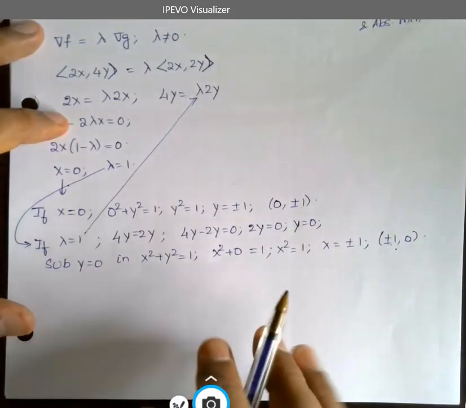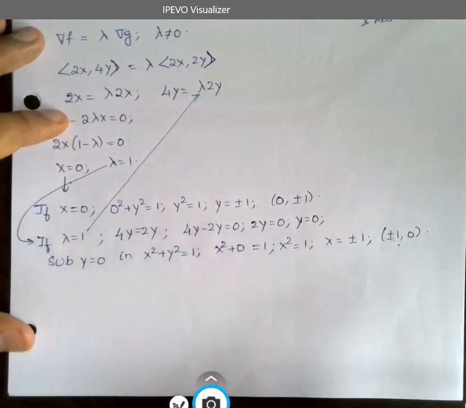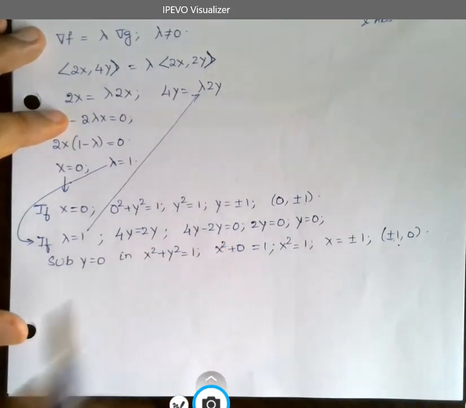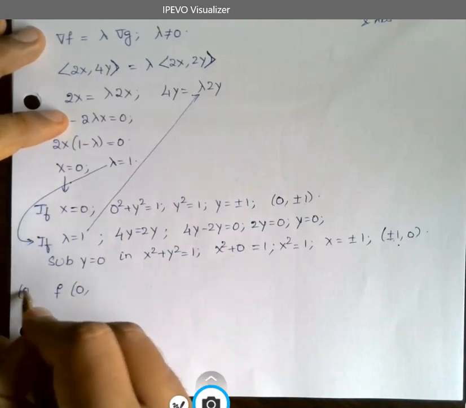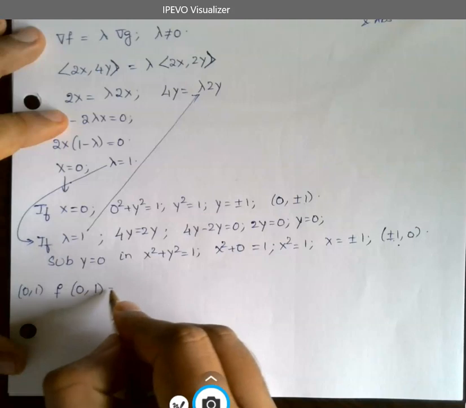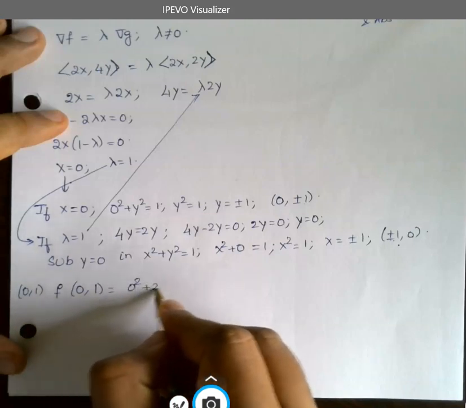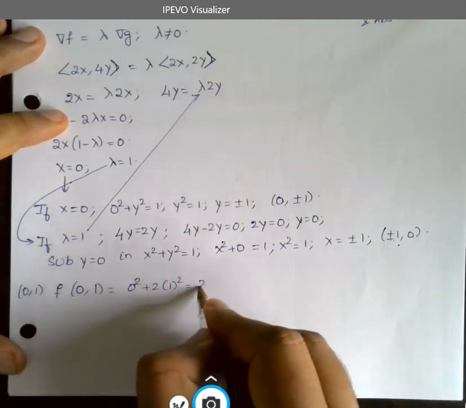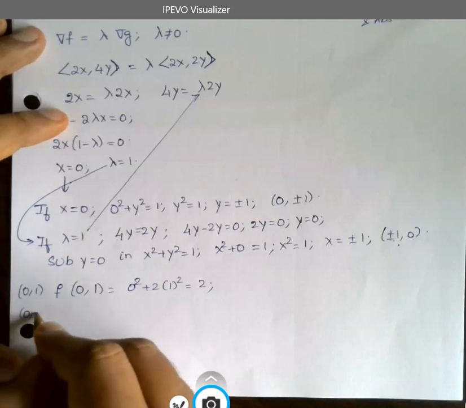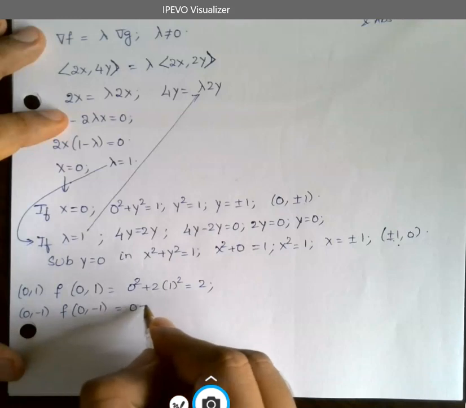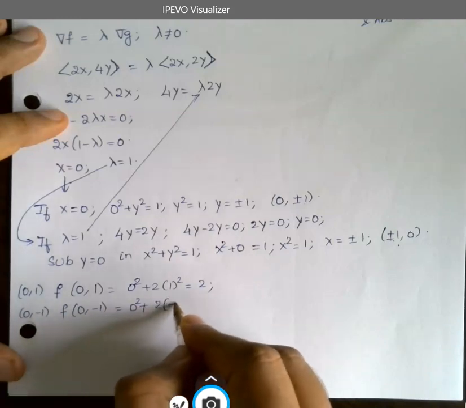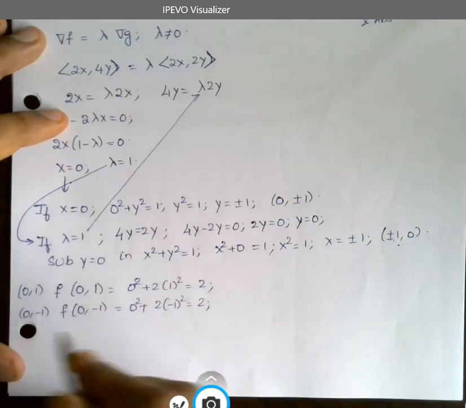To find the maximum and minimum, you substitute these points back into the function. If you want to find f(0, 1), what would it be? 0 squared plus 2 times 1 squared, which is going to be 2. And for (0, negative 1), you want to find the function value there. That's going to be 0 squared plus 2 times negative 1 squared, which is going to be 2.